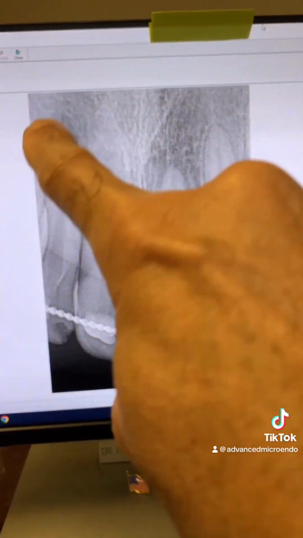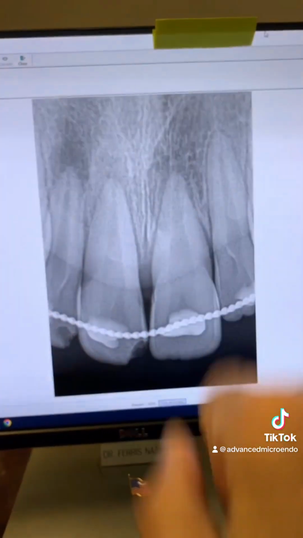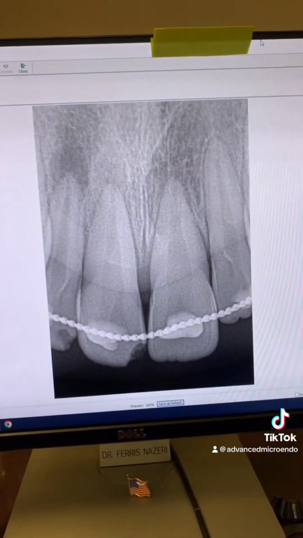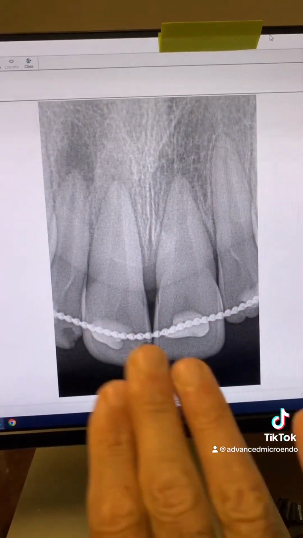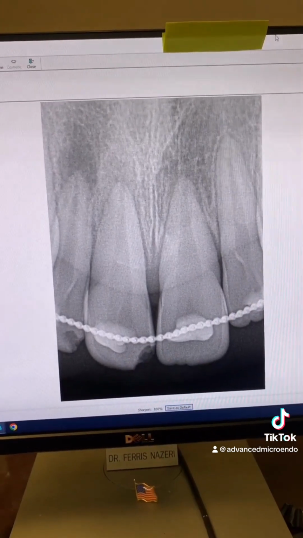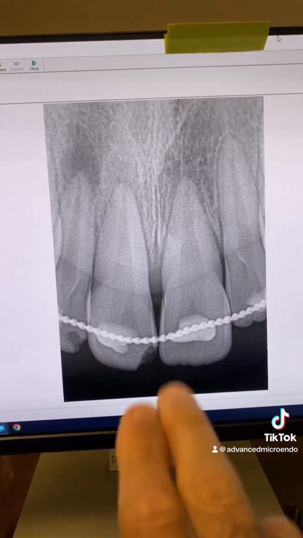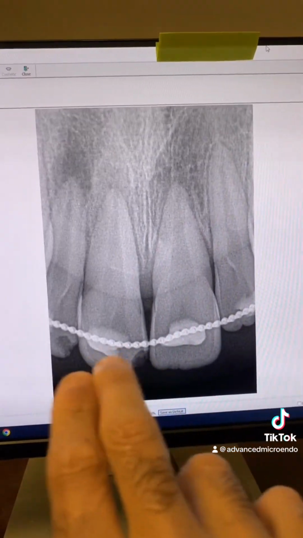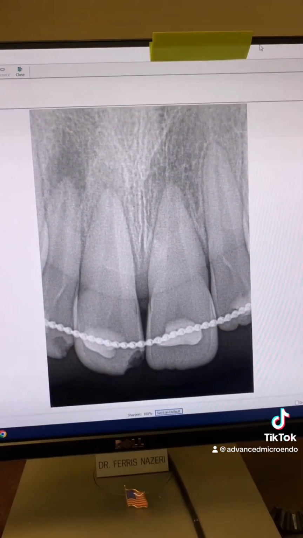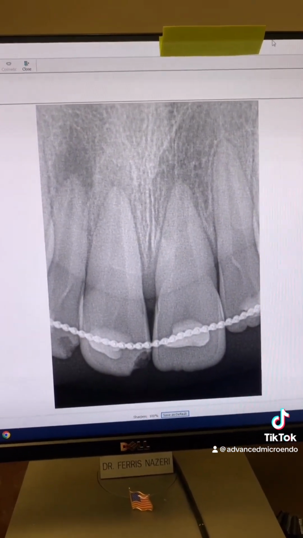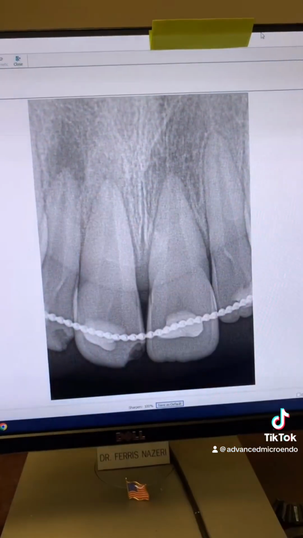You can see a periapical radiolucency here, another one here, and another, smaller one starting to form there. On examination, they were slightly mobile. I would say maybe Miller class 1 mobility. Tender to percussion, tender to palpation, and they did not respond to cold. As you can see, open apices.